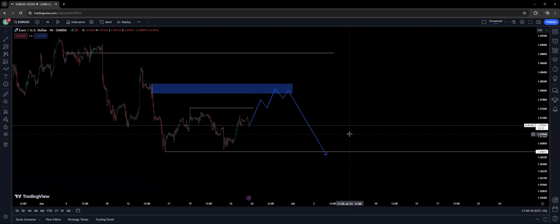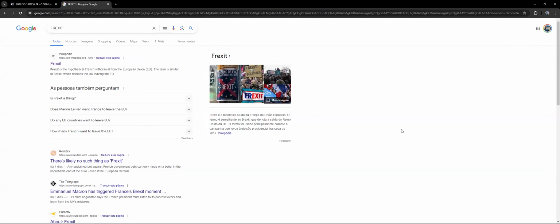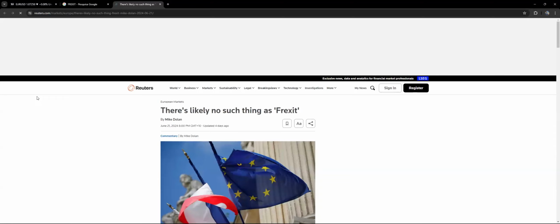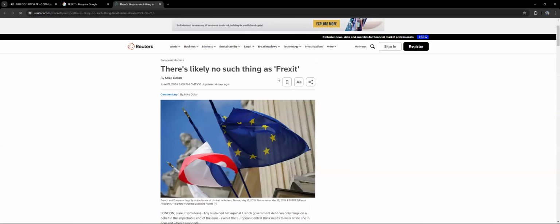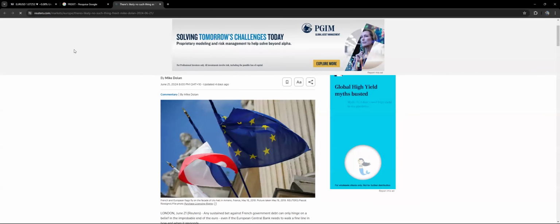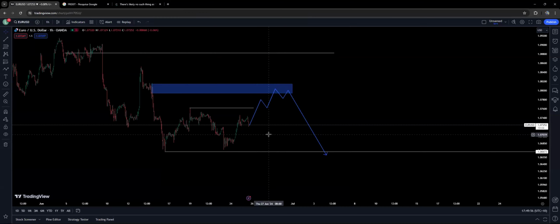Reasons being, France is still a very big factor on Europe, because of the Brexit, the French exit. I don't know how to call this. Brexit, that's France exiting the European Union. And from 4 days ago, there's likely no such thing as Brexit. So it may happen, it may not happen. I don't much care about it, it won't change anything in my life. But the news, the rumors, the things still going on will impact Europe. That's for sure it will.